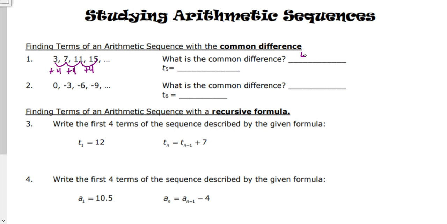So what is the common difference? It's 4. And in this case, it wants to know, what will my fifth term be? So this can be written as T5, A5, or it can also be written F of 5. So if my common difference is 4, I already have term 1, term 2, term 3, term 4. So to get to my fifth term, I'll just add 4 one more time, which will give me 19.